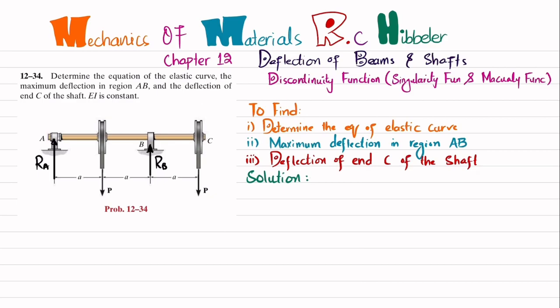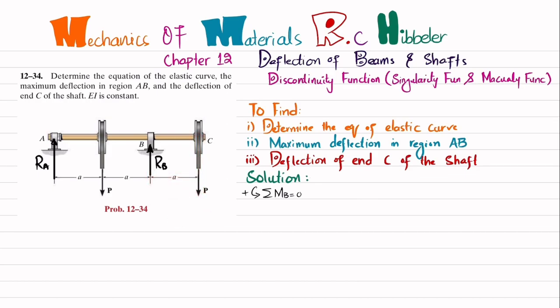The first equation of equilibrium is the sum of all moments about point B equal to 0, taking counterclockwise moment as positive. The first moment is due to the RA force, which is upward, and the perpendicular distance is 2a, and this is producing clockwise rotation, so it will be negative. The second moment is due to this P force, and the perpendicular distance is a, and this is producing counterclockwise moment, so it will be positive. The third moment is due to this P force, and the perpendicular distance is 2a, and this is producing clockwise rotation, so it will also be negative. But their sum must be equal to 0.